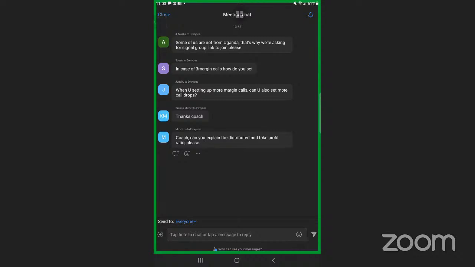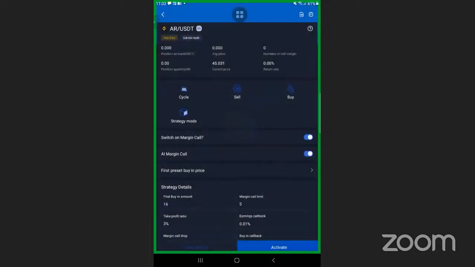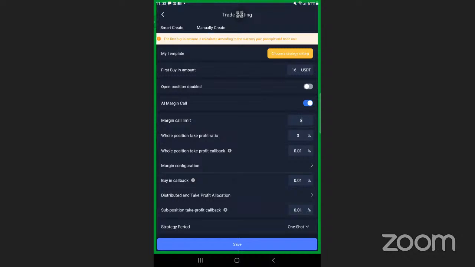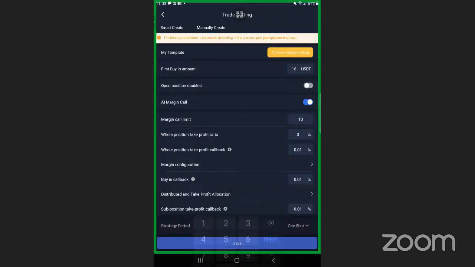The distributed and take profit allocation. Take profit ratio and take profit allocation. Let me come here, guys. I want you to have a look here. Distributed and take profit allocation. I'm tapping on trade setting. Can you see, guys? I do have 5 margin calls. First, let me put 10. Okay, I put 10 here.